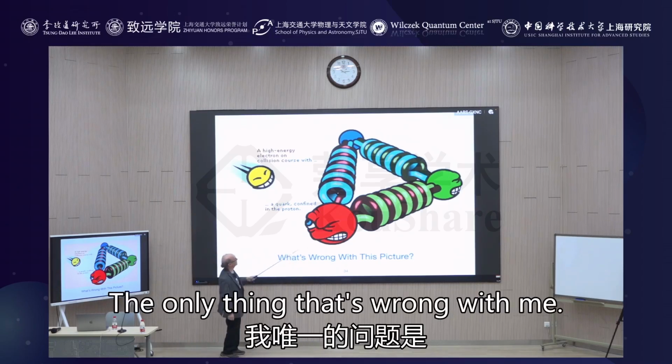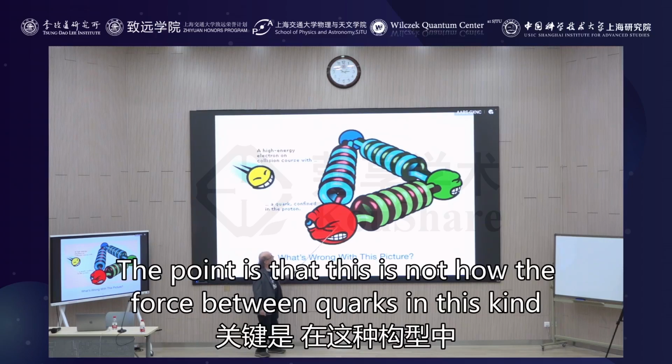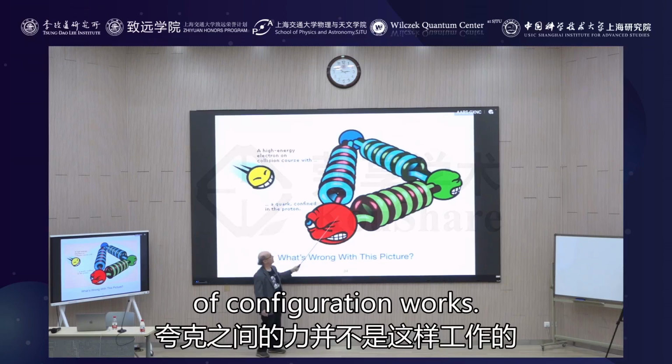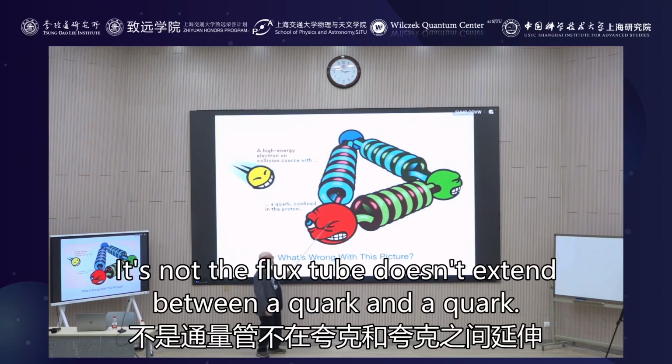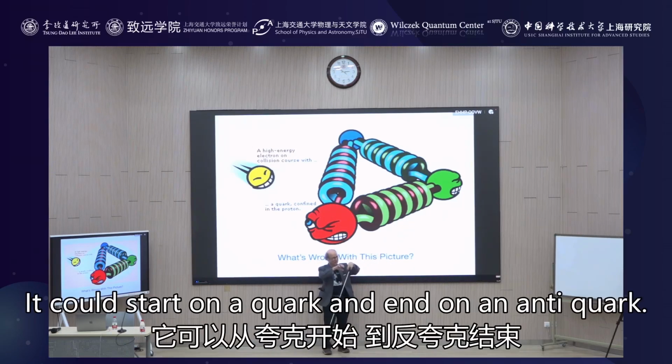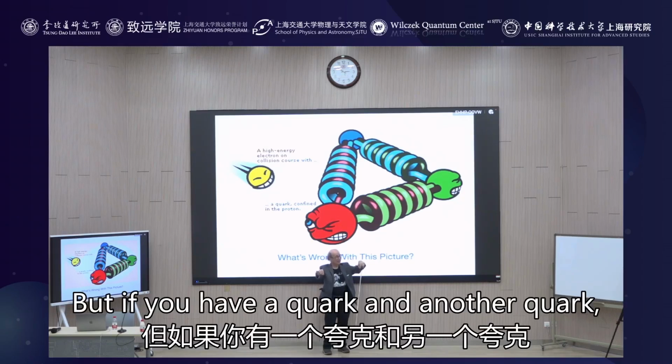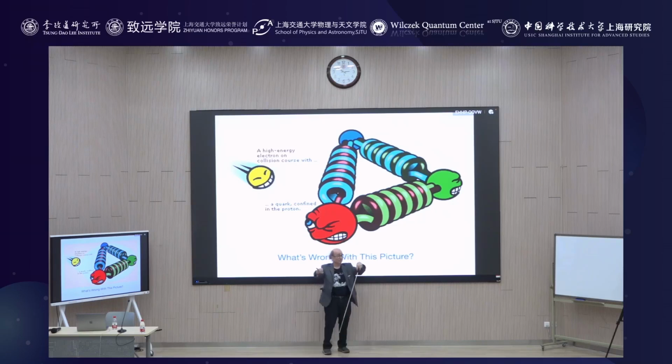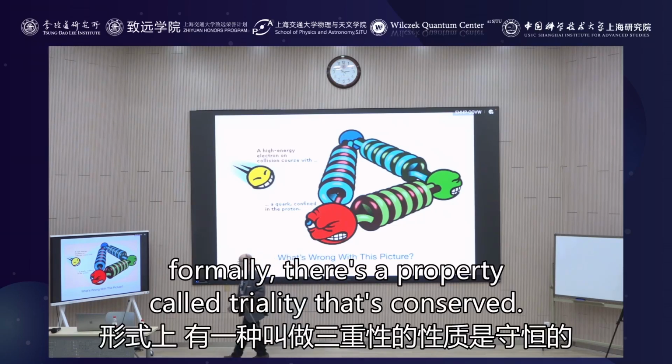That's not the only thing that's wrong. The point is that this is not how the force between quarks in this kind of configuration works. The flux tube doesn't extend between a quark and a quark. It could start on a quark and end on an antiquark. But if you have a quark and another quark, that doesn't work. Formally, there's a property called triality that's conserved.